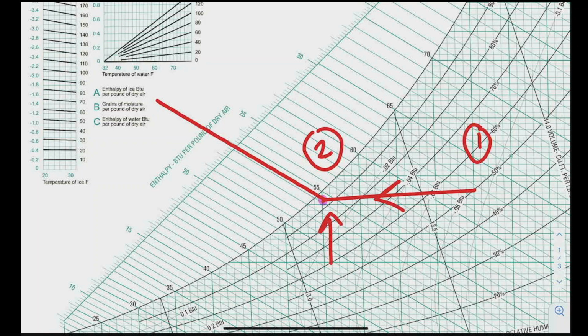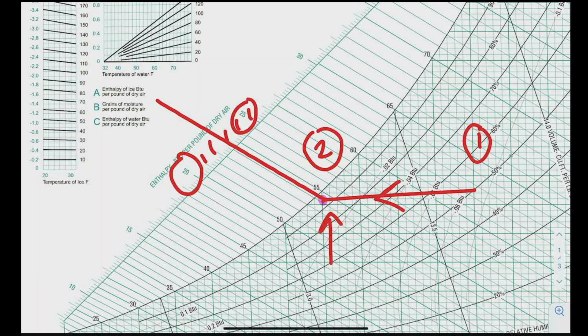So if our air at position number 2 represents the air leaving the coil, then we know through interpolation of that point on the psychrometric chart that it leaves the coil somewhere between 20 BTUs per pound of dry air and 25. And if I was to look really closely, I would say that this is 21, 22, 23, 24, 25. So I'm pretty close to 23.